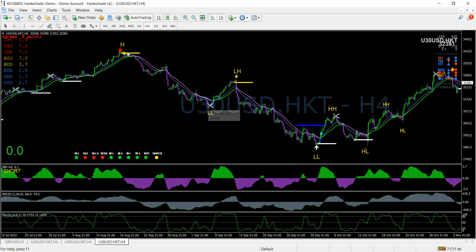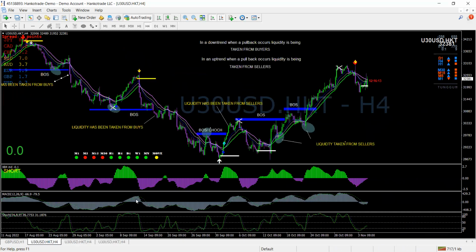Notice we have a low, a lower low in a downtrend. Price breaks below it. Buyers get stopped out. Market makes a lower low. Buyers were in the market. Buyers get stopped out. Check out this diagram.